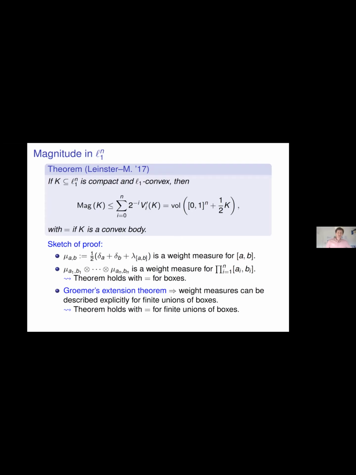And then we can use a tool from valuation theory, Grömer's extension theorem, to tell us that we can more or less explicitly describe weight measures for L1 convex sets that are finite unions of boxes. And then we use the fact that we can appropriately approximate a set of this kind by such sets. And these finite unions of boxes in general are not going to be convex, but they will be L1 convex. And so it's really crucial that we allow ourselves to work with that more general class of sets for the proof, even if convex bodies are what we're interested in at the end of the day.